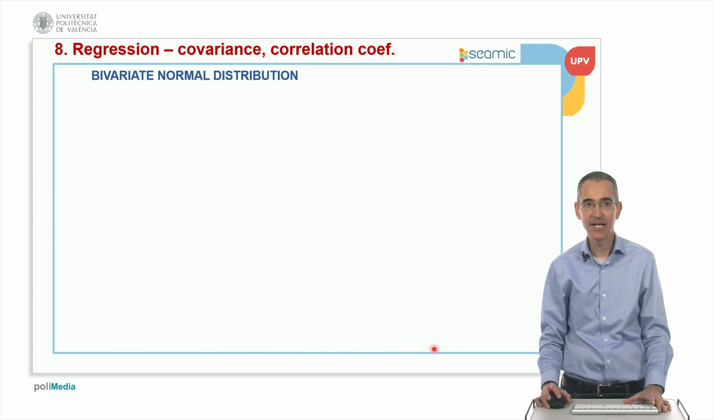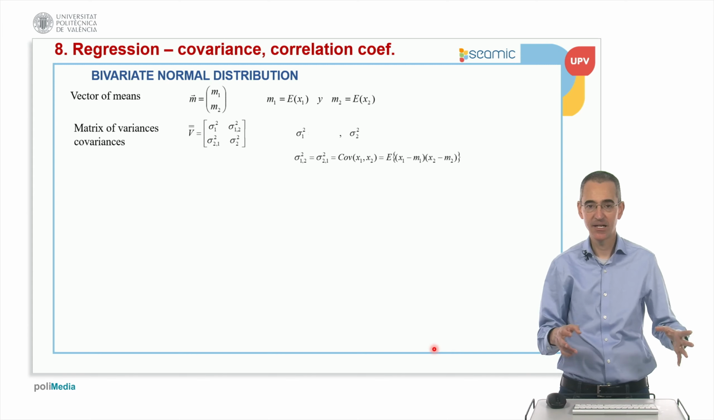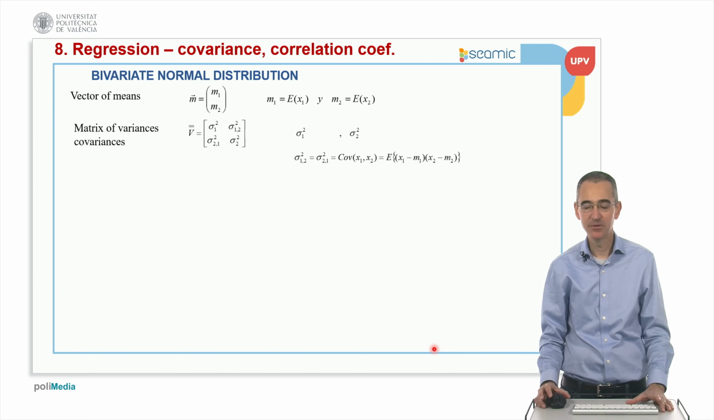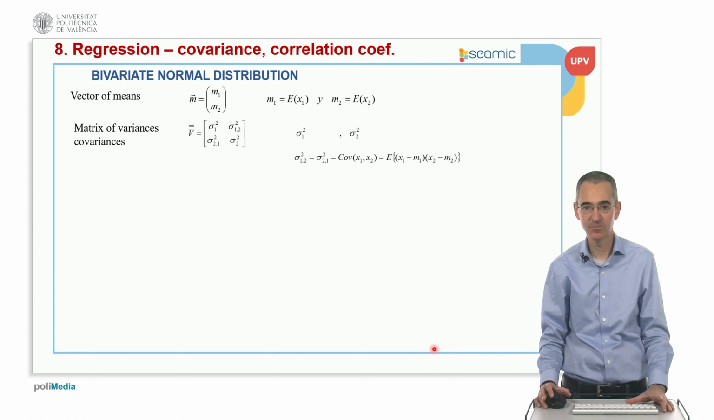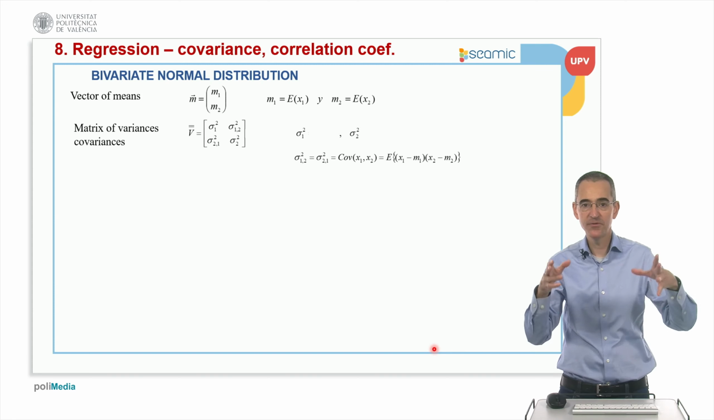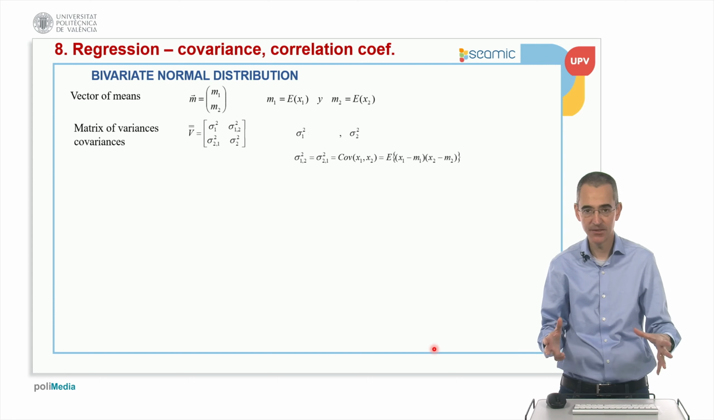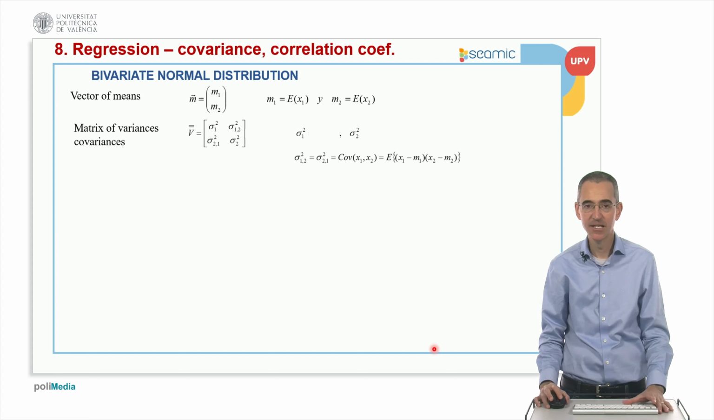Okay. Now, what is the bivariate normal distribution? In previous videos, I explained the normal distribution, the theoretical model for the normal distribution of one single variable. But we can also talk about the normal distribution of two variables that vary together, that can also have correlation between them. This is what we call the bivariate normal distribution.